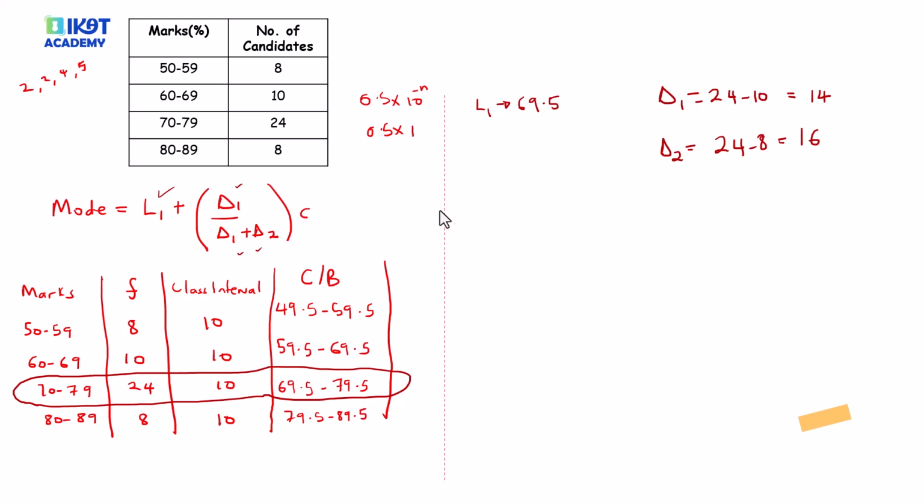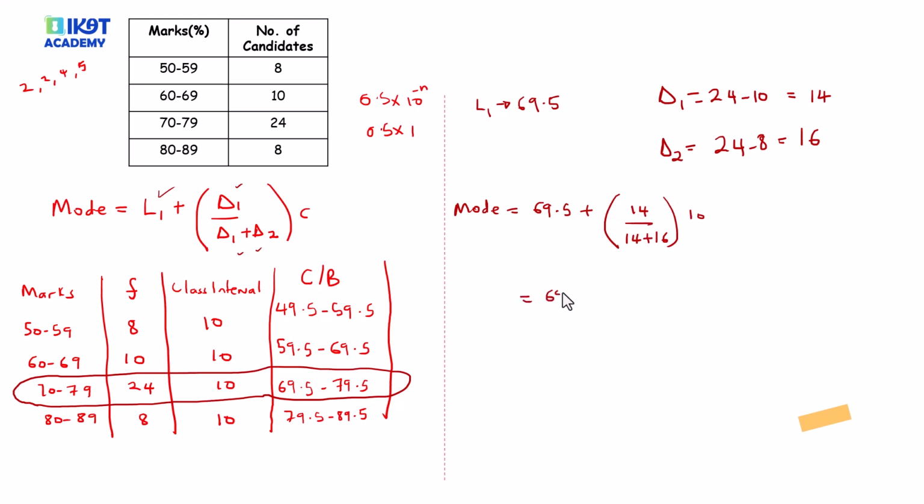Now we just have to substitute. Our mode is going to be L1, 69.5, plus 14 out of 14 plus 16 times C, and here C is 10. Now usually many students fail this because of how they use their calculators. So advisably, first break this down.